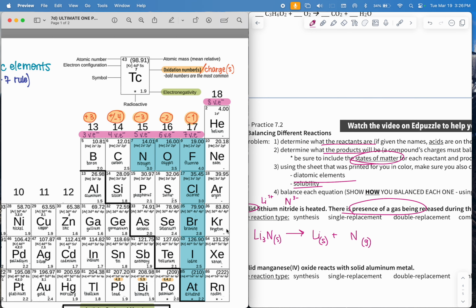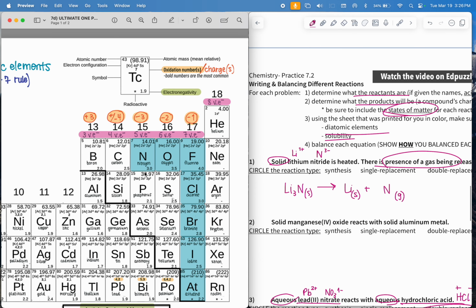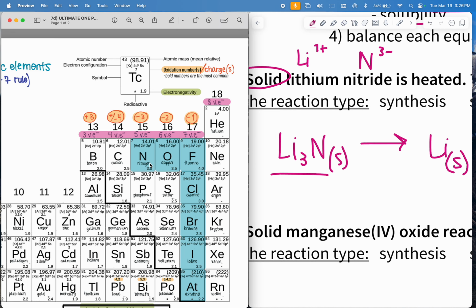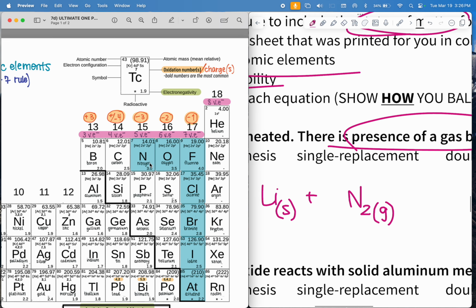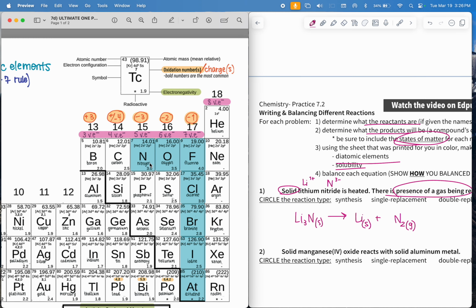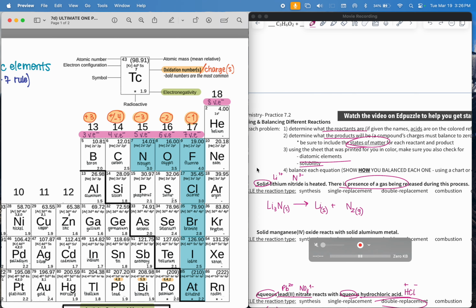Okay. The other thing is we do not want to forget about our diatomic elements. Nitrogen is one of those diatomic elements. We don't do anything to it when it's bonded over here on the left, but when it's a product by itself, we need to write it as a set of 2. So it's N2, and that's a gas. Okay. So we've got our reactants, our products, and our states of matter. We took care of that diatomic element. We don't need to worry about solubility because none of this is aqueous. And then the last thing to do would be to balance this equation.